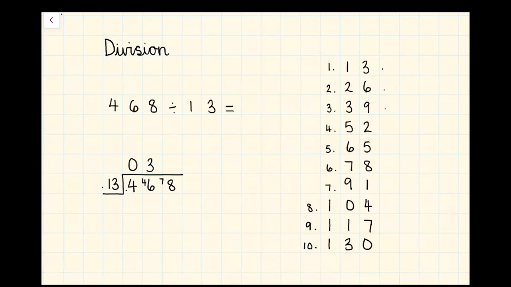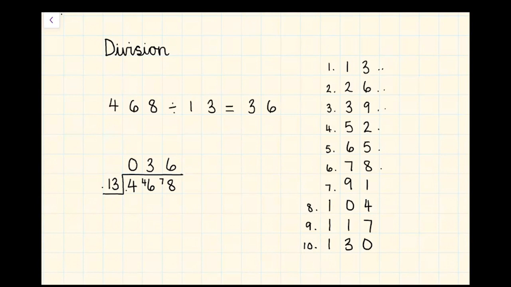So the 8 becomes 78. Then we say, how many times does 13 go into 78? And using my list again, I can see that it goes in 6 times. So 468 divided by 13 is 36.